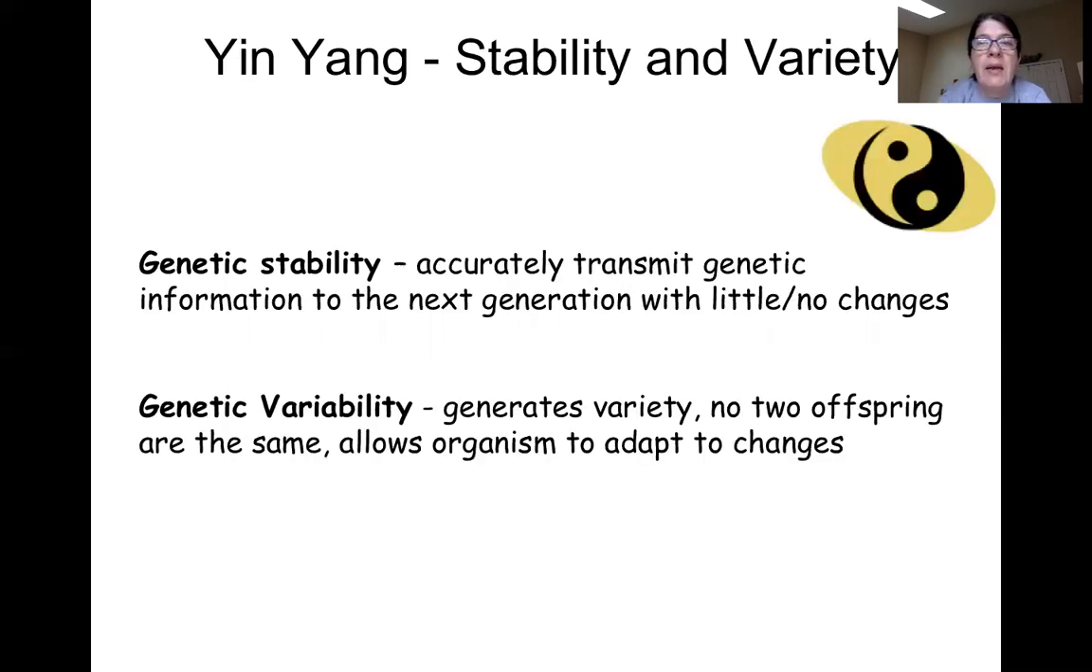And remember that in order to maintain homeostasis, it is somewhat of a trade-off. On one hand, we want stability. We want to be able to accurately transmit our genetic information to the next generation with little to no change. On the other hand, we also want genetic variability, the yin-yang, because genetic variability will generate variety. No two offspring are the same, and it allows organisms to adapt to changes in their environment. And this is all for now.